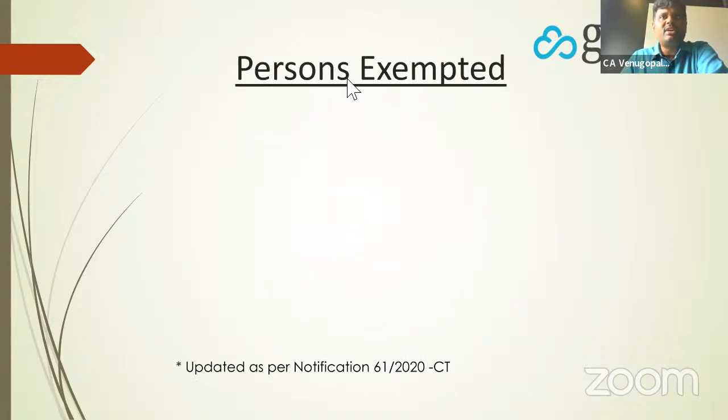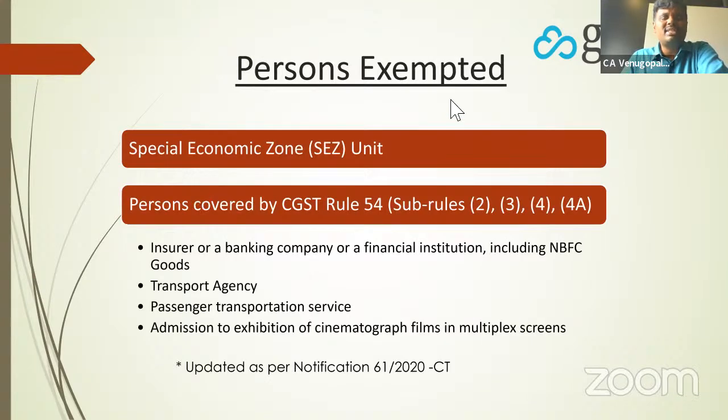There are certain categories of people who have been exempted from generating e-invoice. So their business is exempted. These have anyhow been earlier covered under the notification, rule 54. They have already been exempted. So by virtue of notification 61, the exemption for issuing an invoice is extended from the tax invoice to e-invoice also. Who are they?